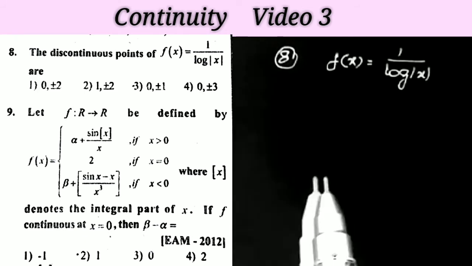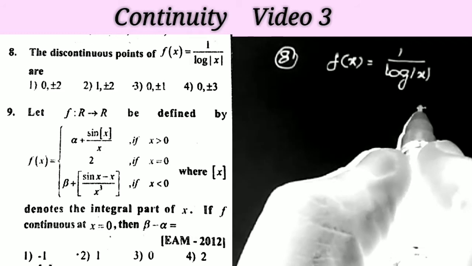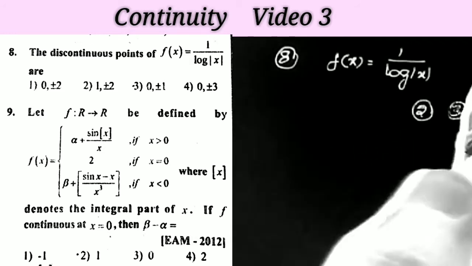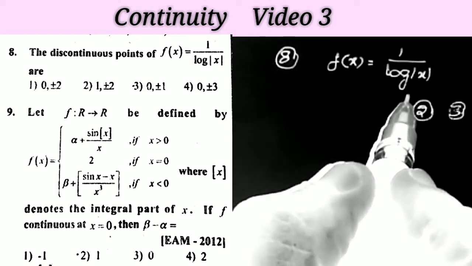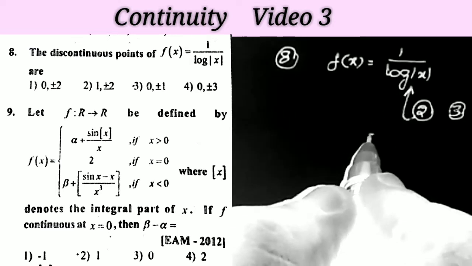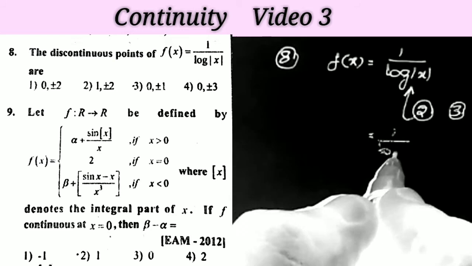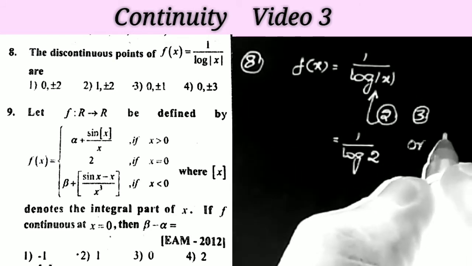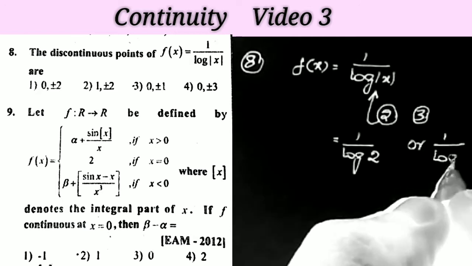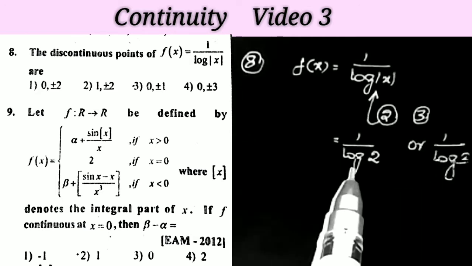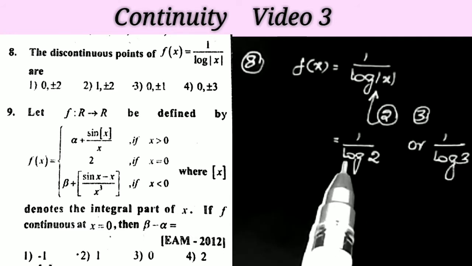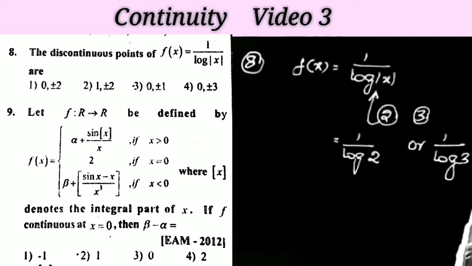In the first and second options we have the number 2, and in the last option we have the number 3. When we take x equal to 2 in the given function, it returns 1 by log 2, because modulus of 2 is 2. And when we take x equal to 3, it returns 1 by log 3. 1 by log 2 is a finite value, so it is not a discontinuous point. 1 by log 3 is also a finite value, so it is not a discontinuous point.